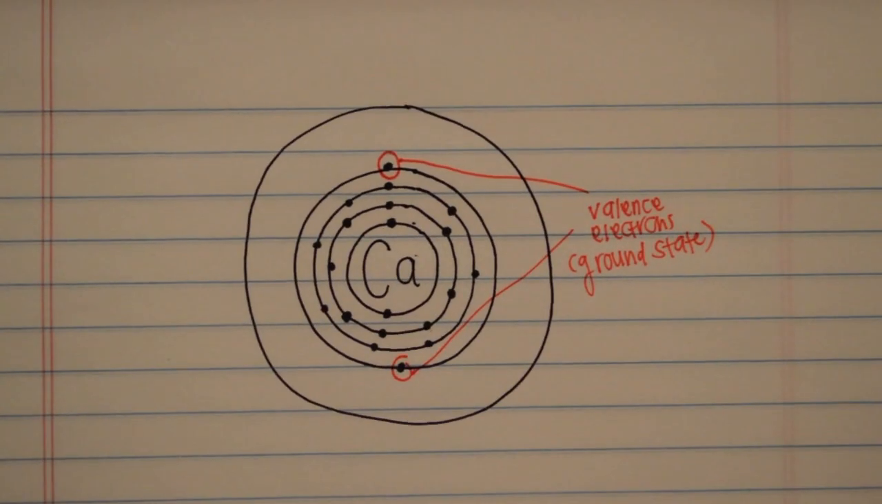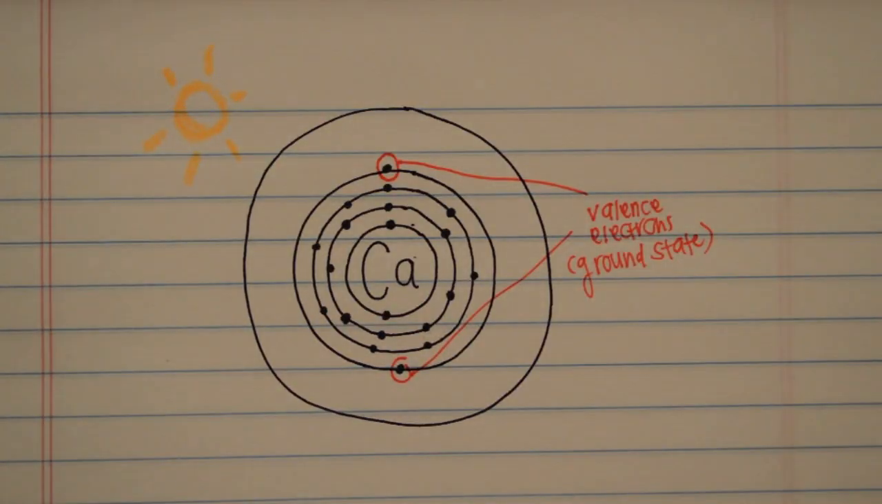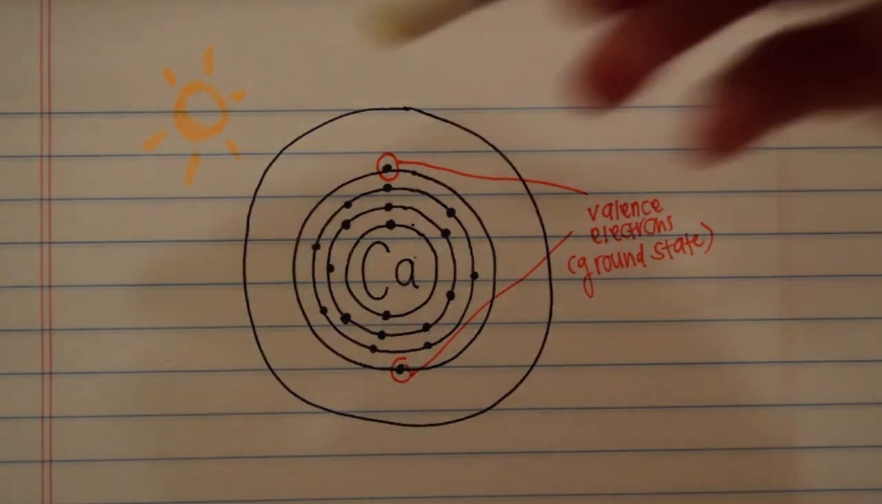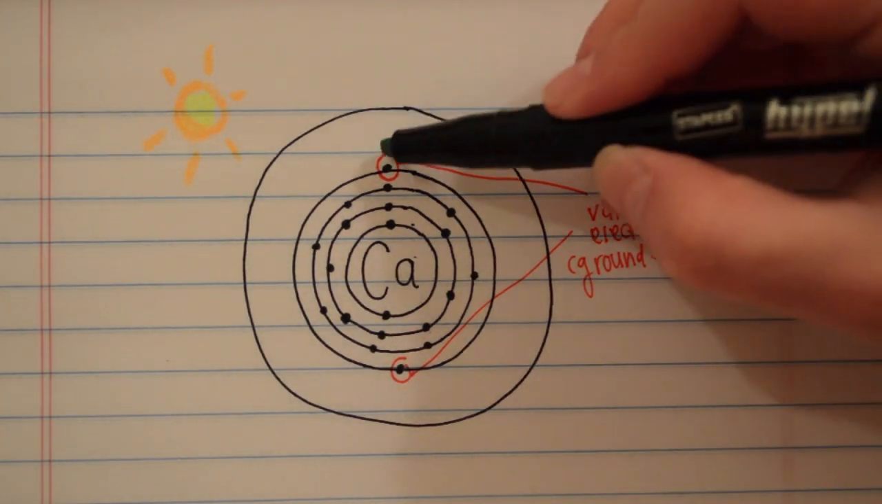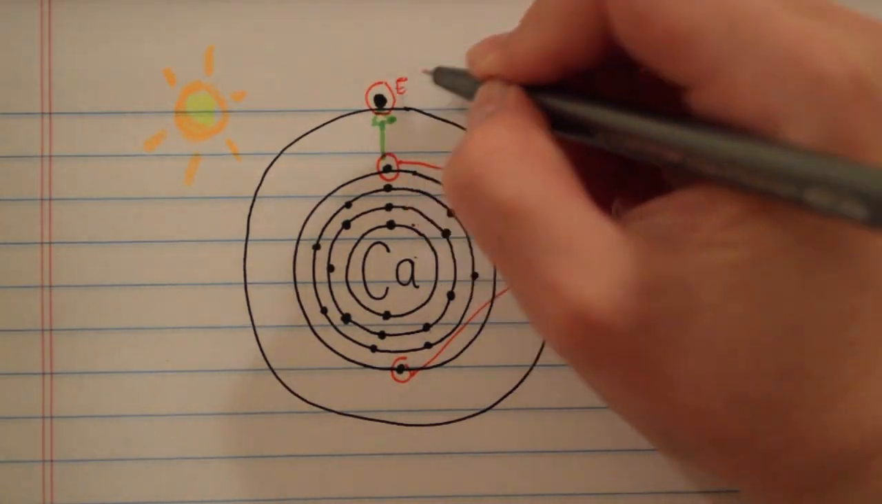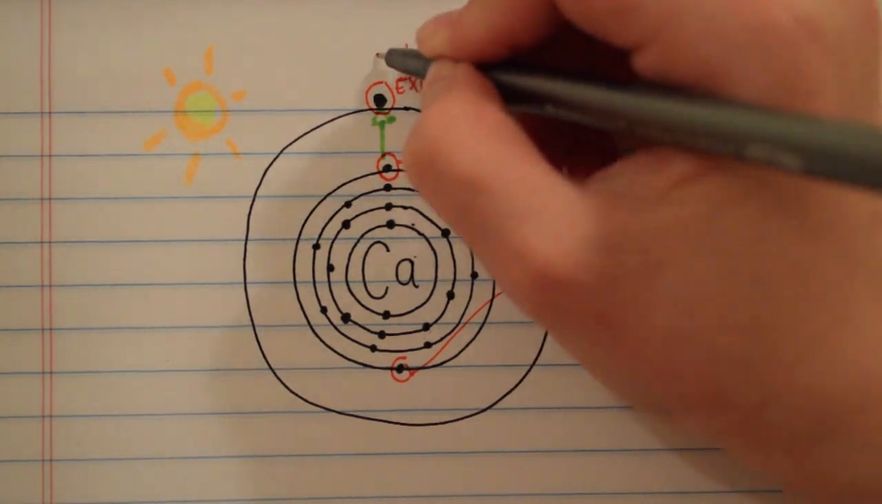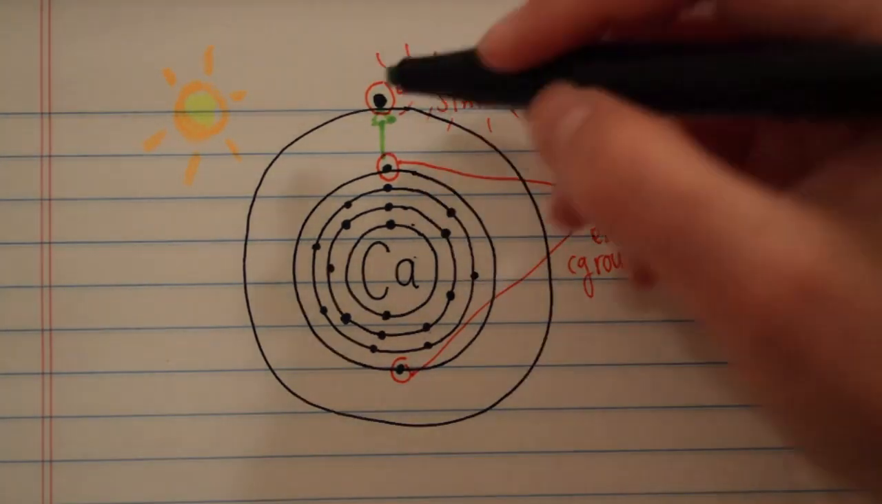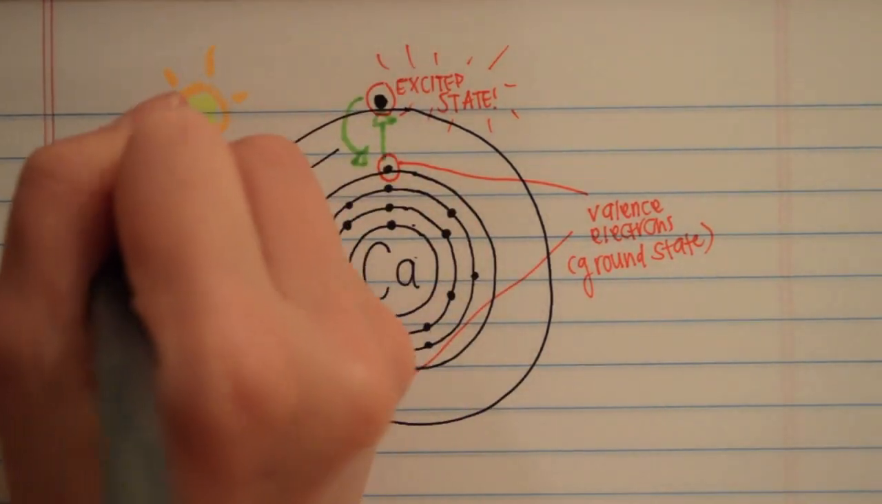When energy is added to this atom, whether through a spark, flame, or electrical current, a valence electron of the metal moves from its ground state to its excited state. This means that one of the electrons has jumped to a higher energy level. In this diagram, one of the valence electrons jumped from the 4th energy level to the 5th energy level. When this electron eventually returns to the ground state, it releases energy in the form of a wavelength of light.